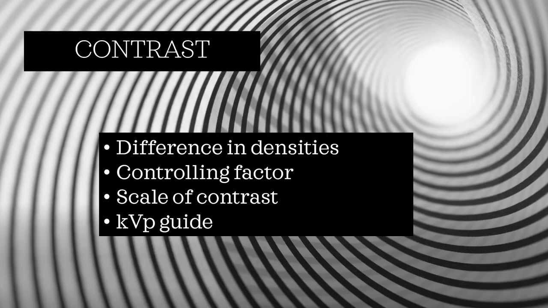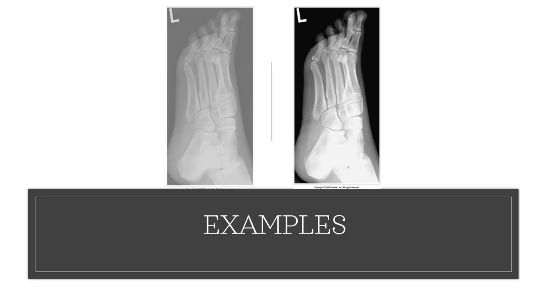Contrast: difference in densities. The controlling factor is kVp. The scale of contrast is long versus short, and the kVp guide technique chart is fixed kVp adjusting mAs with measuring the size of the part. Some contrast examples, an AP oblique projection of the foot. The first oblique image of the foot is a gray and a long scale contrast. The second image of the oblique foot is a short or high contrast.